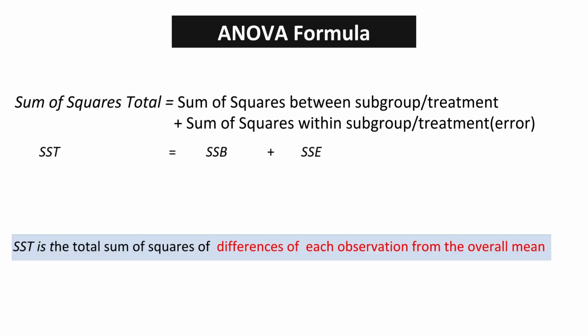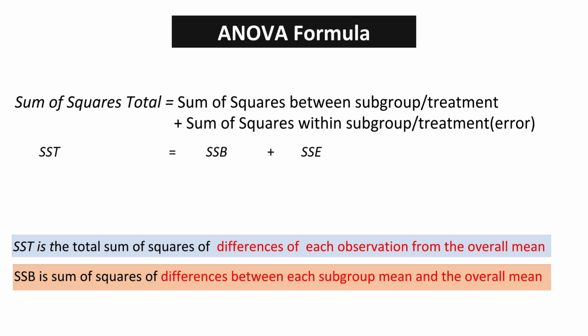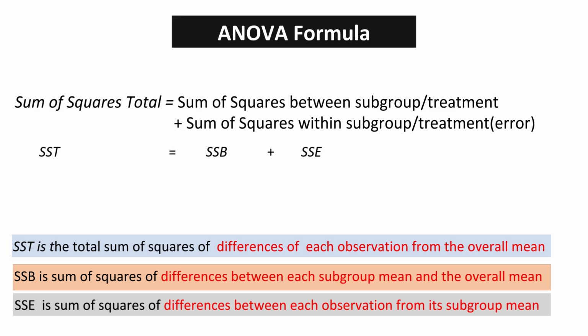SST is the total sum of squares of differences of each observation from the overall mean. SSB is the sum of squares of differences between each subgroup mean and the overall mean. SSE is the sum of squares of differences between each observation and its subgroup mean.